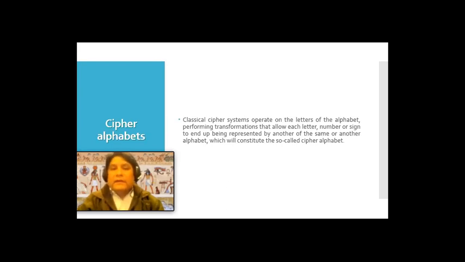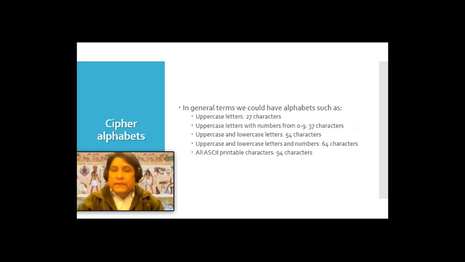The classic encryption method operates on the letters of the Latin alphabet, numbers, or special characters. For example, if only capital letters are used, it will operate on 27 characters. If numerical characters are added, it will be 37 characters. If lowercase letters are added, it will be 64 characters.